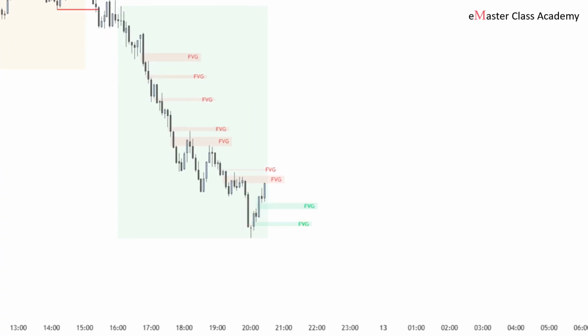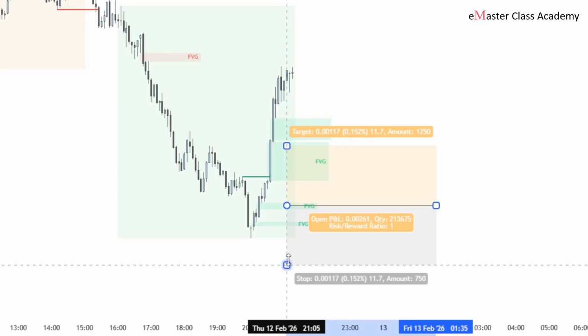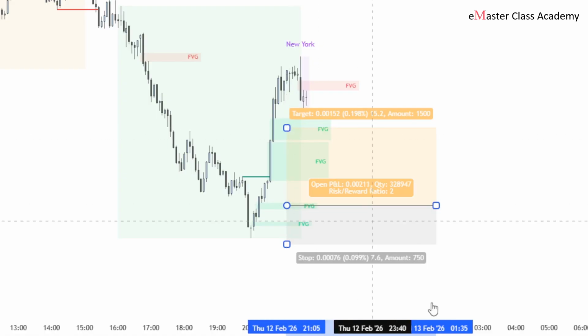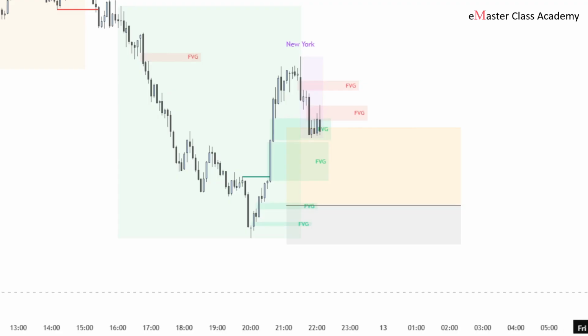Third, FVG, fair value gaps. When price moves aggressively in one direction, that's an impulse. And every strong impulse leaves behind an imbalance. That imbalance is unfinished business. When that impulse also creates a market structure shift, now we have confirmation.